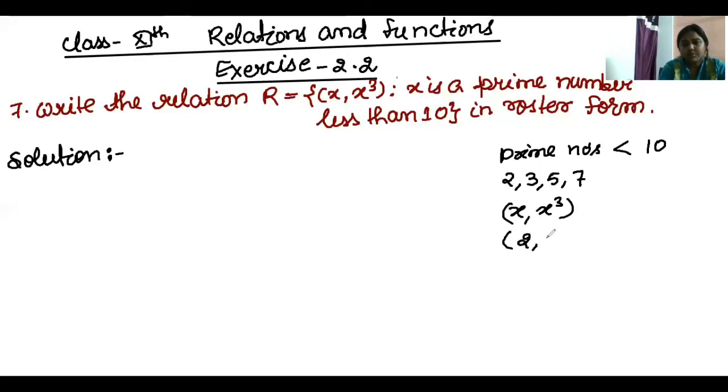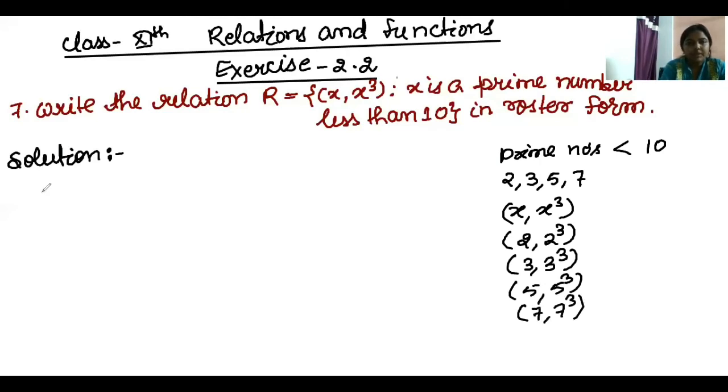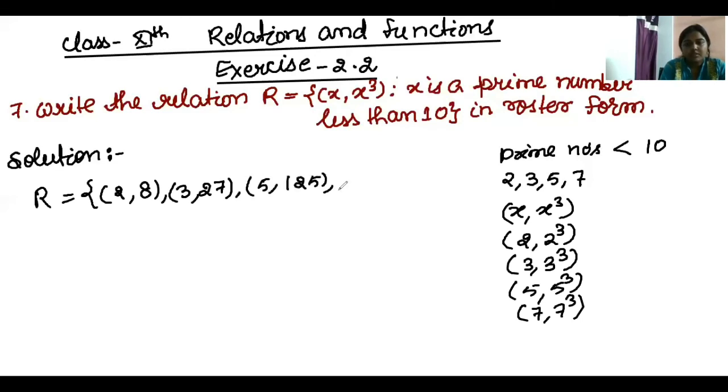So it will be 2 to the power 3, then 3 to the power 3, then 5 to the power 3, and then 7 to the power 3. So these are the elements. So we'll write R equals 2 to the power 3 is 8, then 3 to the power 3 is 27, and then 5 to the power 3 is 125, and 7 to the power 3 is 343. So this is the roster form.